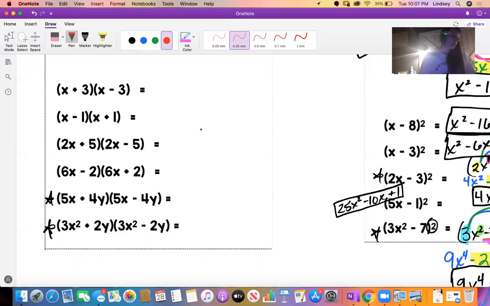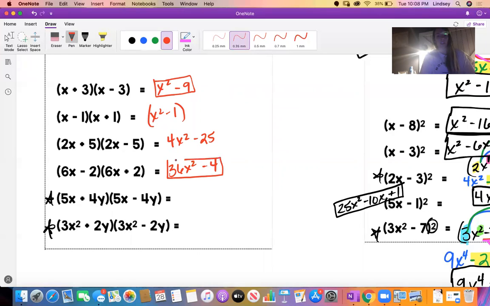Okay, so this first one is x squared minus 9. Then we have x squared minus 1. Then we have 4x squared minus 25. And then we have 36x squared minus 4. Okay, so hopefully you all got those. Oh my goodness, I need to put a box around that, not parentheses.